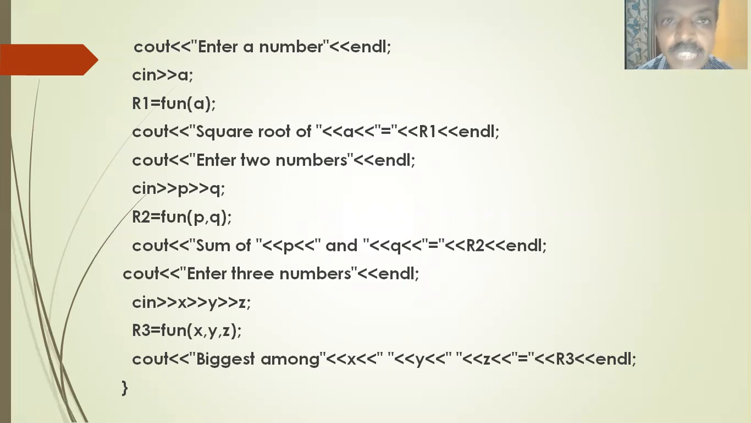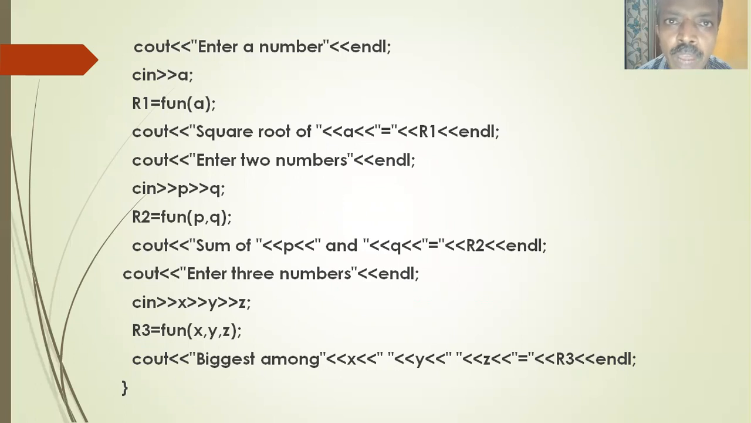Next, you go for the second format. For the second format, you have to input two numbers. So enter two numbers, cin >> P >> Q. For the second format of the fun function, the arguments are P and Q, and the return value is stored in R2. So call the function like R2 = fun(P, Q). Then display the result: sum of P value and Q value equal to the value of R2.